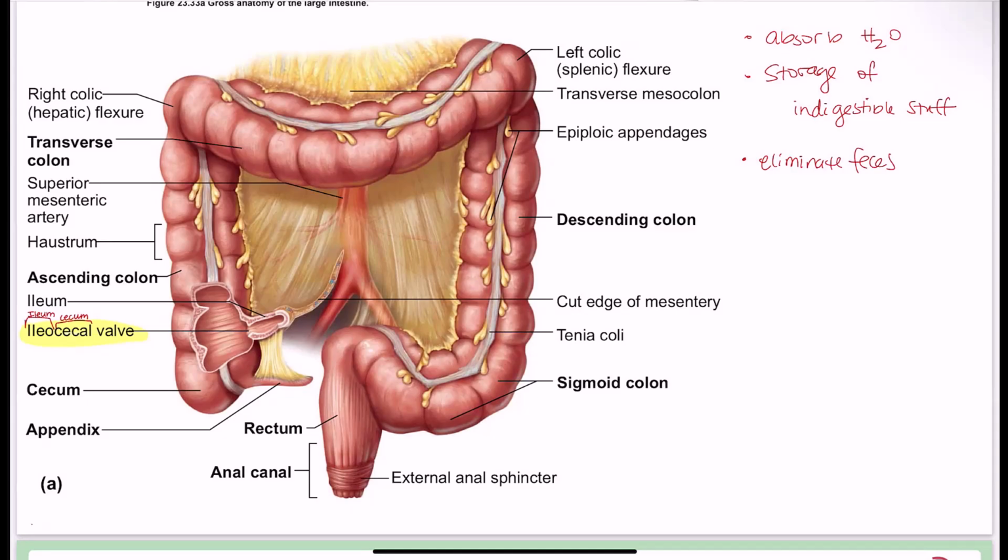The large intestine has 5 major regions. It's the cecum, that's this part here. There's the appendix. There's the colon, which has some major regions. And then there's the rectum, and then lastly, the anus.